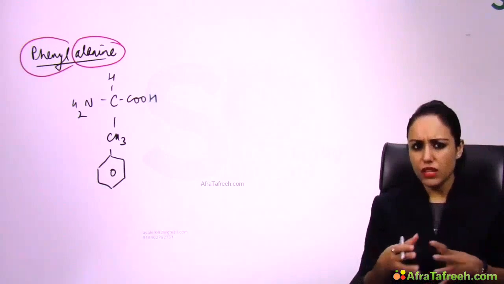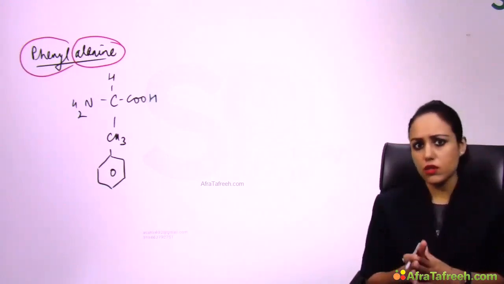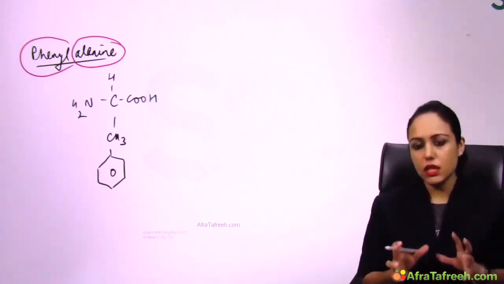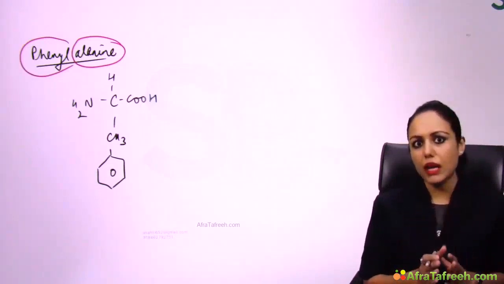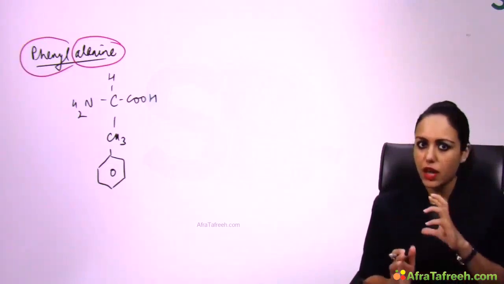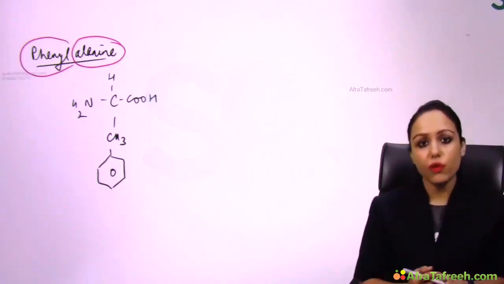I have not taken care of valency here. It doesn't matter. We are not concerned with valency here. So the easy way to make the structure is to first make alanine and then make phenylalanine, that is, add a phenyl ring to it. So this is the structure of phenylalanine.